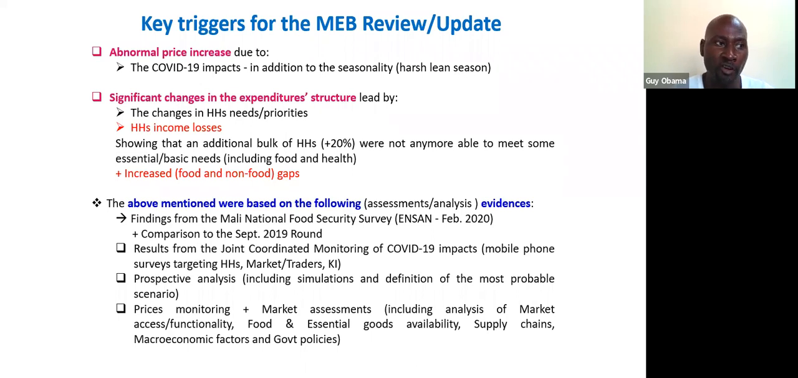WFP also conducted two market assessments so that they could update the figures, besides the normal monitoring that was including market access, market functionalities, availability of food, and the supply. So could you move to the next slide, please?